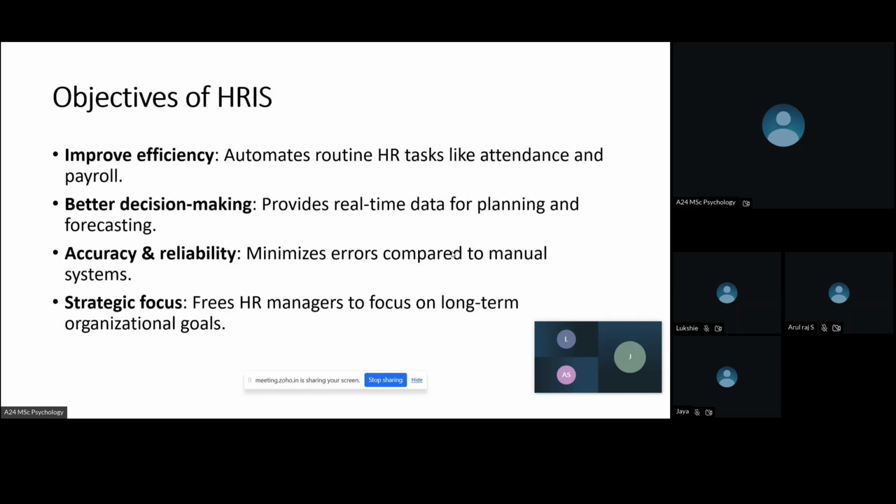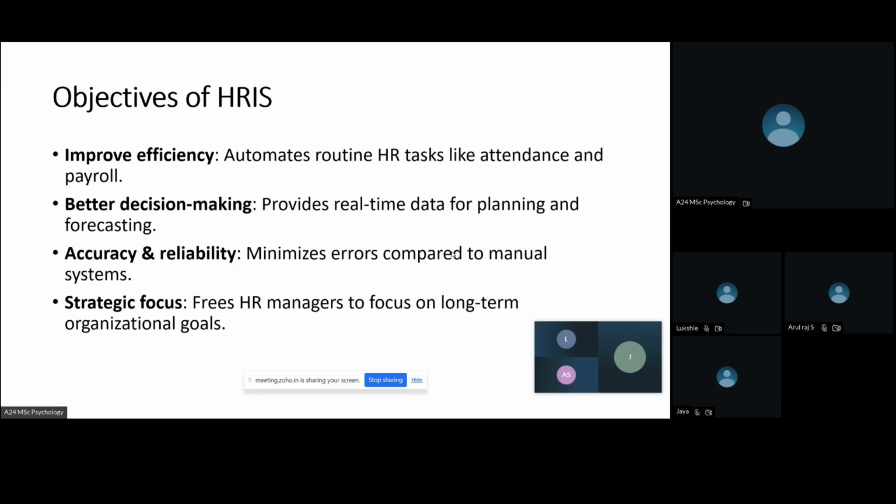And what is the objective? Why do we need to have an HRIS system? Again, as we were discussing earlier, it is to improve the efficiency. Some of the examples are attendance and payroll, as we discussed earlier, and it is also helping with better decision making, and then accuracy and reliability.